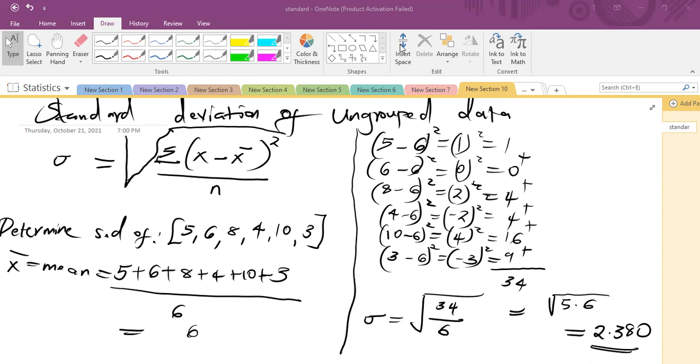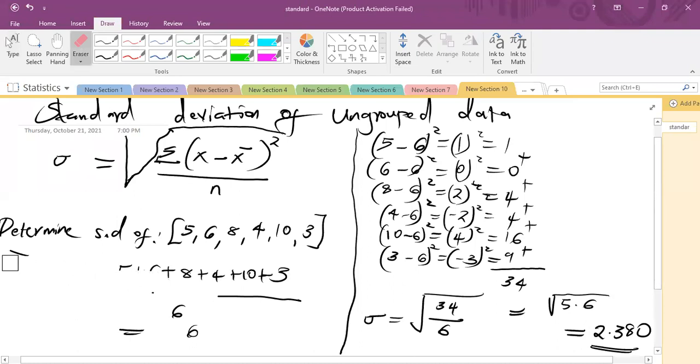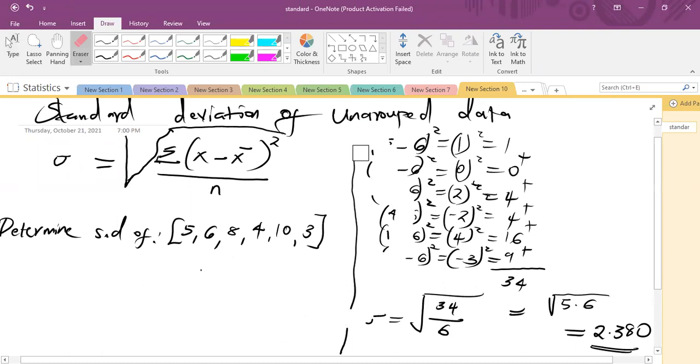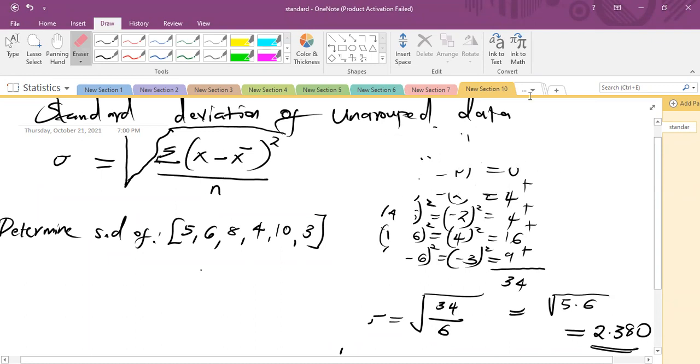Not clear. Not clear. Okay, let me go over it again. So let me just wrap up the whole of it and then we start again on how exactly we get the standard deviation. Because my audio was muted for a very long time, I didn't know I was on mute. I just discovered it when you guys told me in the comments.